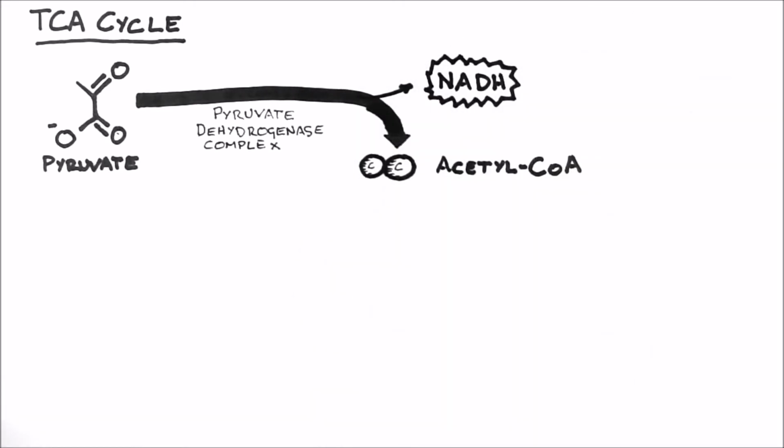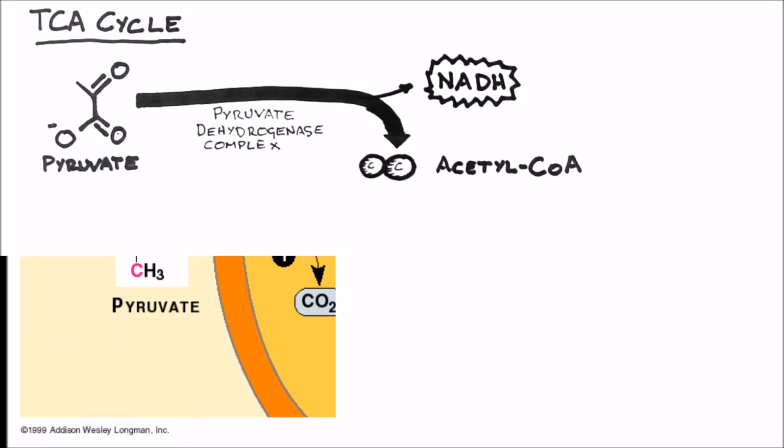Now I've drawn the acetyl-CoA as two balls of carbon. This is because acetyl-CoA is a 2-carbon molecule. In this tutorial, we're going to pay special attention to the carbon balance throughout the TCA cycle. Hence, it is easier to illustrate the molecules involved in this way. Note that acetyl-CoA has one less carbon than pyruvate, which is a 3-carbon molecule. The extra carbon is lost as carbon dioxide as a byproduct of the conversion to acetyl-CoA.